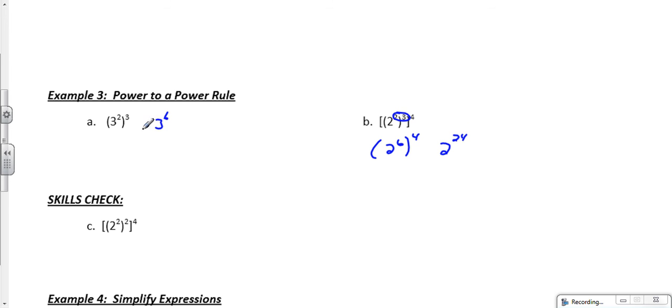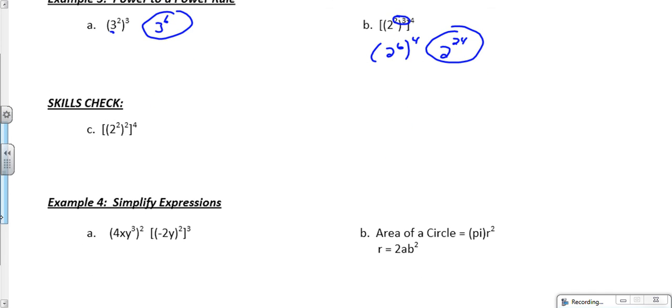Now notice that in these problems we have a number here and not a letter. So we could actually calculate this out and go the next step and say what's the 3 to the 6th power, or what's 2 to the 24th power. But just for the practice of working on the power rule, we'll leave it like this. Alright, so we work from the inside out, so 2 times 2, multiplying powers, gives us 2 to the 4th. To the 4th power gives us 2 to the 16th.